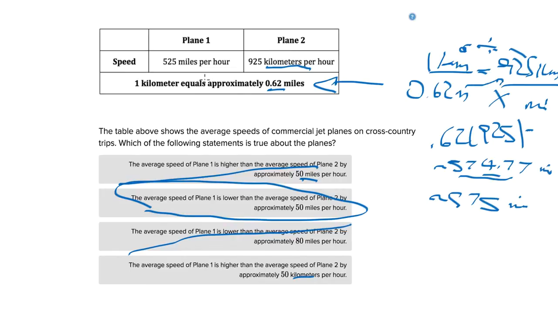Now that would require you, if you actually thought that was the case, if we hadn't turned this into miles, to figure out what the speed in kilometers for plane 1 is. You could do a very similar exercise. I think it turns out to be around 845 kilometers per hour, but still that is less than 925. So that's why answer choice D does not make sense.